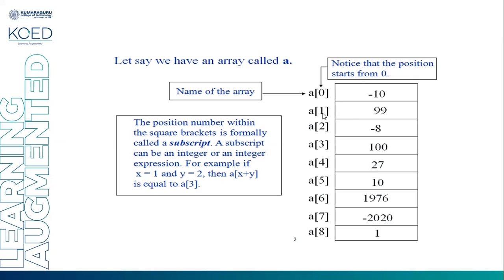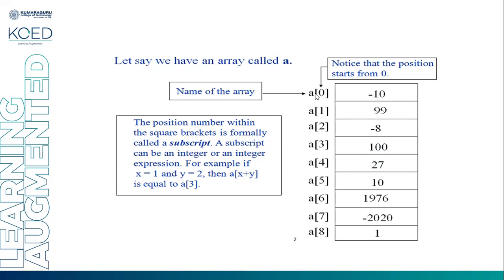A of 0 is minus 10, A of 1 equals 99, A of 2 equals minus 8, A of 3 is 100, A of 4 is 27, A of 5 is 10, A of 6 is 1976, A of 7 is minus 2020. Notice that the index position starts from the value 0. The first element is stored in A of 0, the second in A of 1, the third in A of 2, and so on.